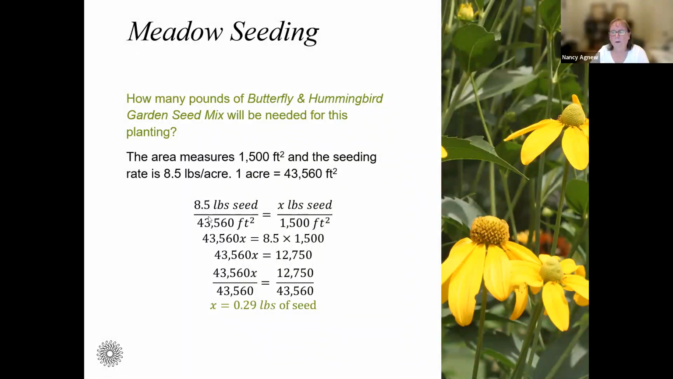So anyway, we cross multiply: 43,560 times X, and then 8.5 times 1,500. So 43,560X equals 8.5 times 1,500. To isolate X, we need to divide both sides by 43,560. You can see here's the other side of the equation: 12,750 divided by 43,560. So we need just a small amount of seed, 0.29 pounds of seed, roughly 1/3 of a pound of seed for this seeding.